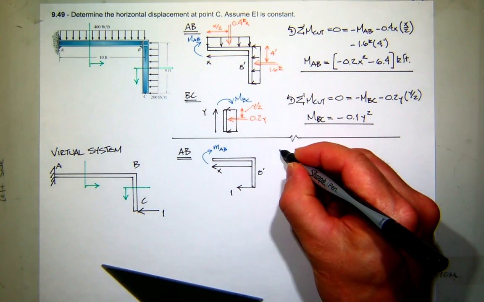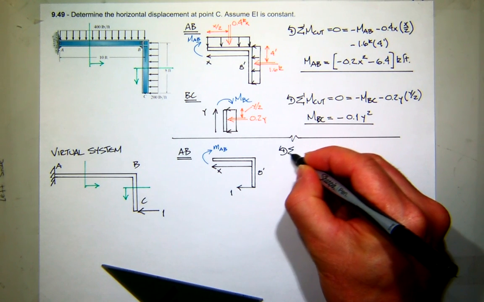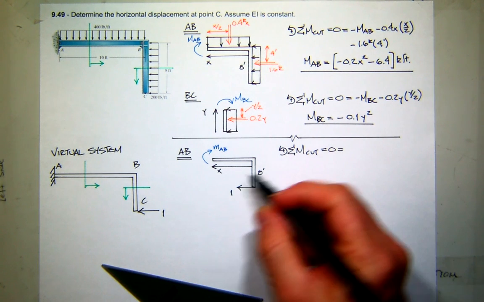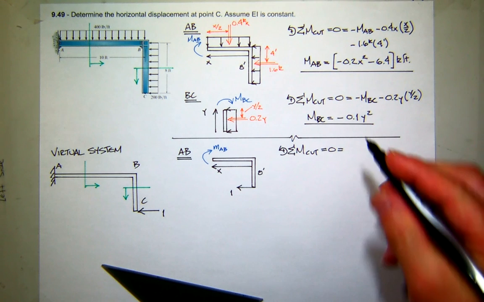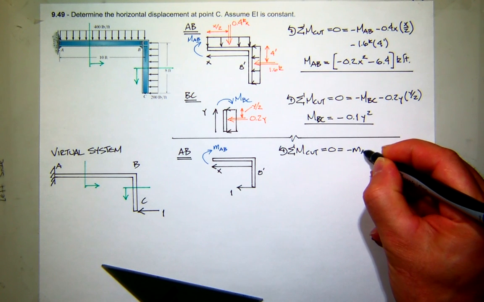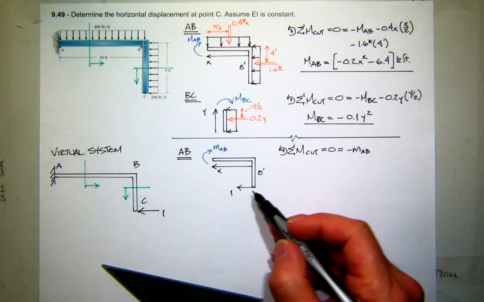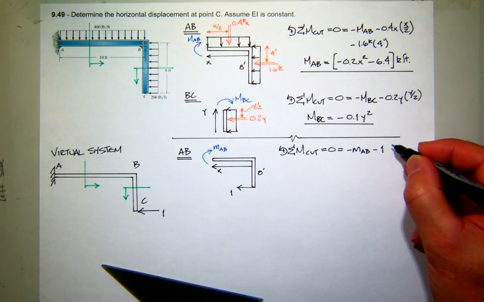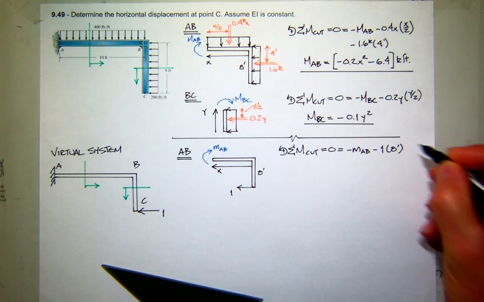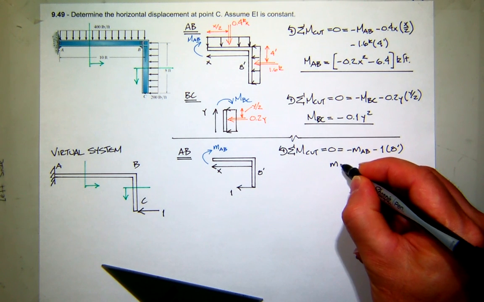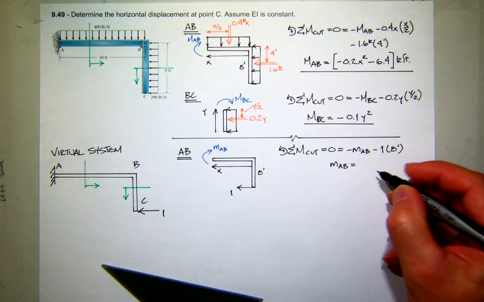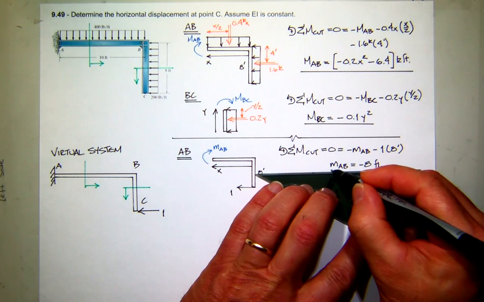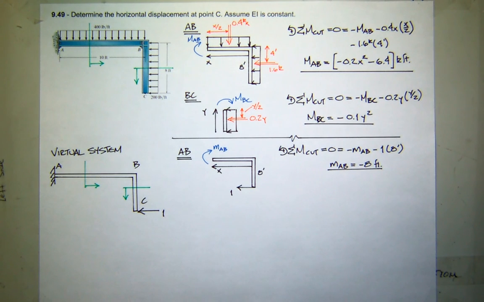So now I'm going to sum moments. So again, right-hand rule is my sign convention for my moments. I'm going to look at the cut, make sure I'm in equilibrium. This internal moment is negative in my sign convention. And the moment created by the virtual force is also negative, so it'll be force minus, 1 times 8 feet. So it looks like my virtual moment in AB is minus 8 feet. It's not too bad.